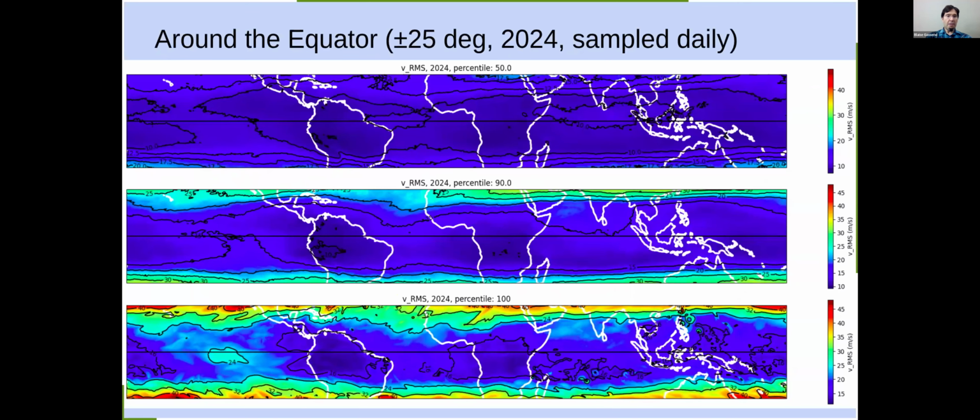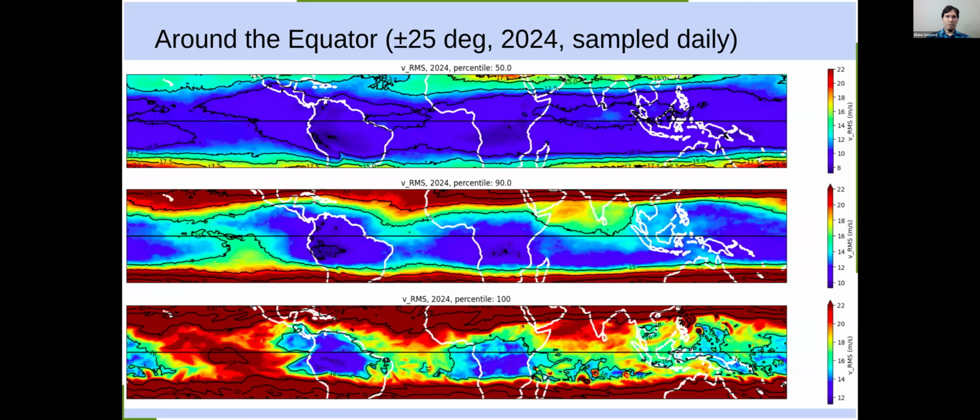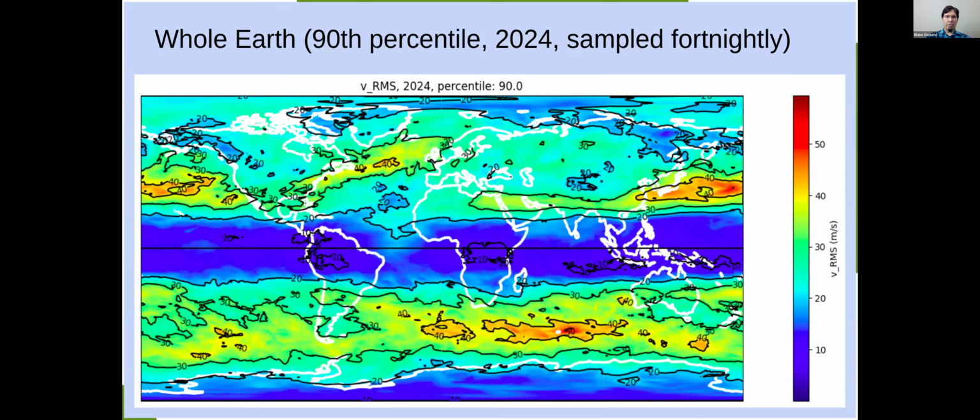Here I've plotted a band around the equator, just to give an idea of the fact that the equator is actually a very calm region compared to higher latitudes. Once you start getting past 10, 15 degrees, the winds get quite a bit stronger. Here's just a picture of the whole Earth, if you're interested.